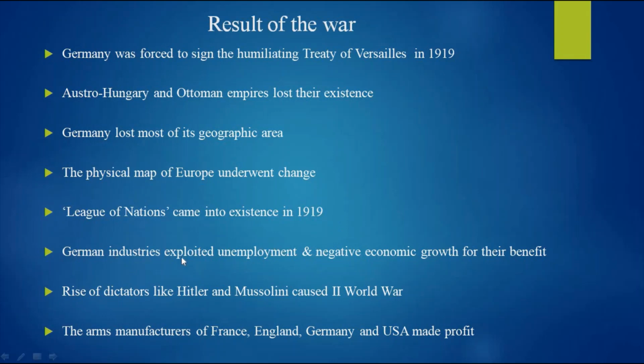And German industries exploited unemployment and negative economic growth for their benefit. In Germany, industries are there. Because of the economic problems, many people were suffering from unemployment. Unemployment reached the top position and negative economic growth started. So these industrialists encashed this, they got benefit, they exploited these unemployed people.